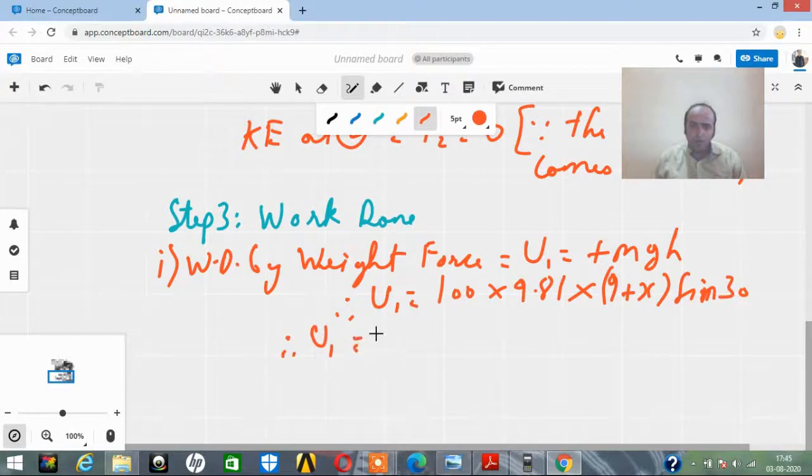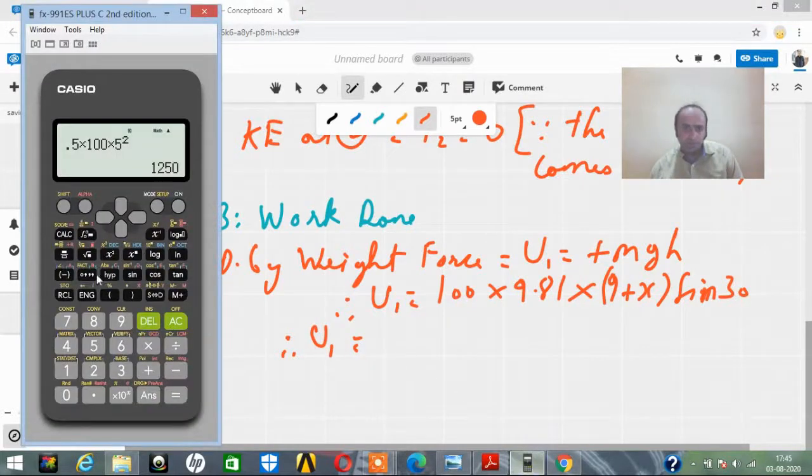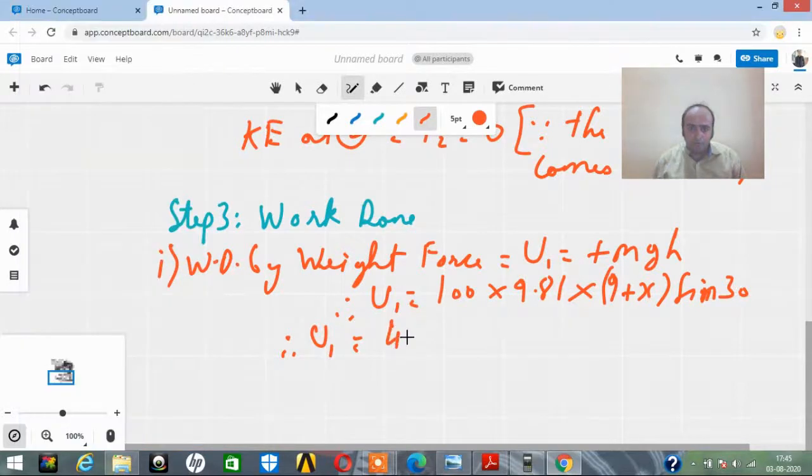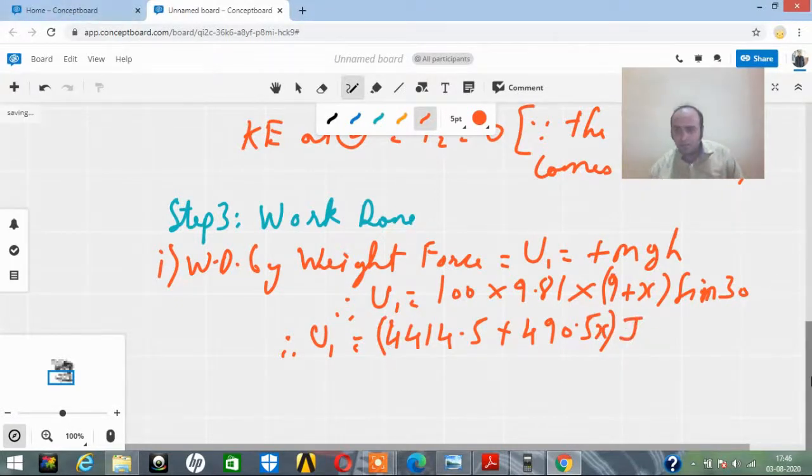Therefore U1 is equal to 981, that is 100 into 9.81 into sine 30, bracket completes. So it will be 490.5 into 9, which is equal to 4414.5 plus 490.5 in terms of x, the whole in terms of joule. This is the work done by weight force.